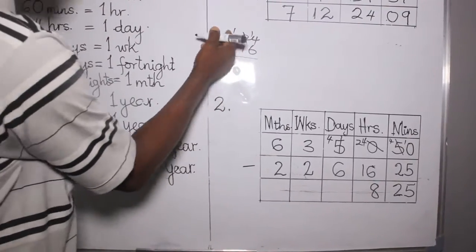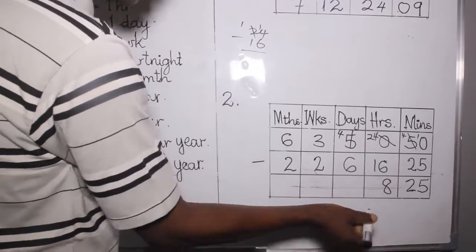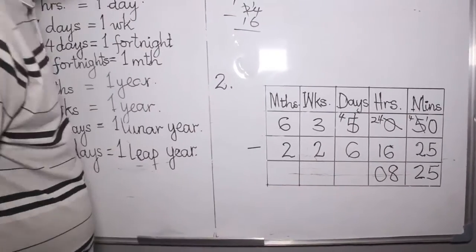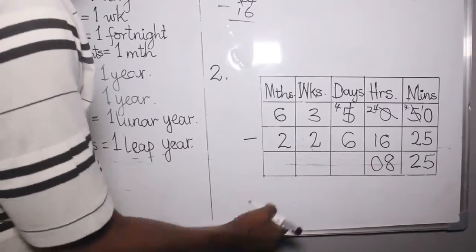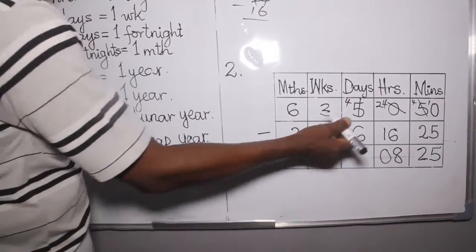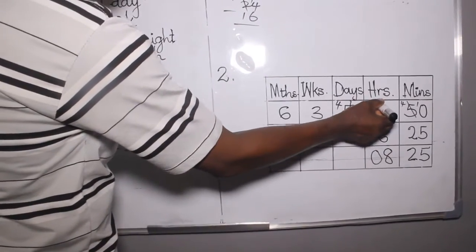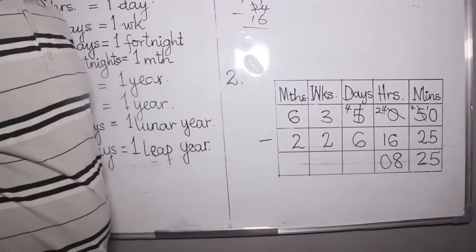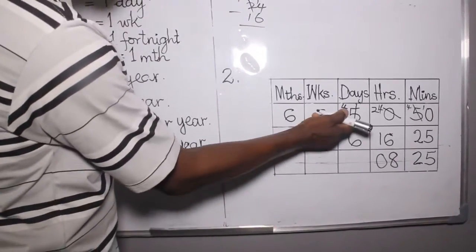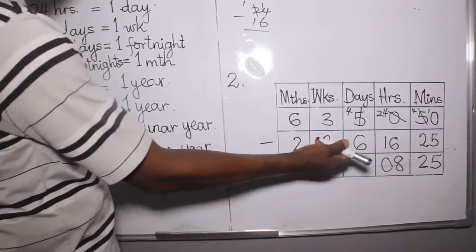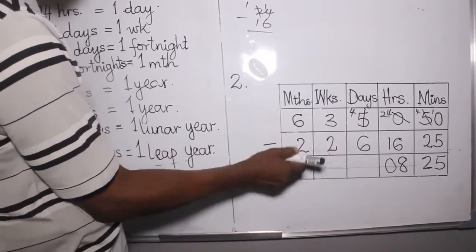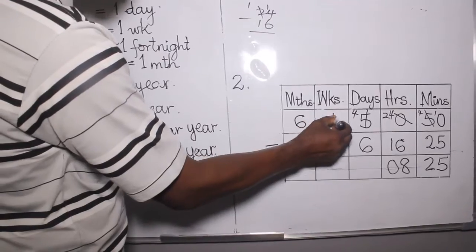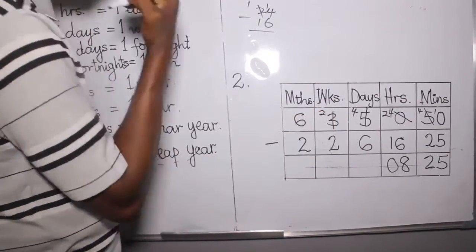Then we have 1 take away 1, nothing. We may leave it or we put 0. Now we move further because we've taken 1 from here to this place. We have 1 take away 1 and then we have 0. If you like the 0, you can leave it out. Then here we have 4 left, which is days. We can't take 6 from 4 days. So we borrow 1 from here. Take 1 from this, we have 2 left.